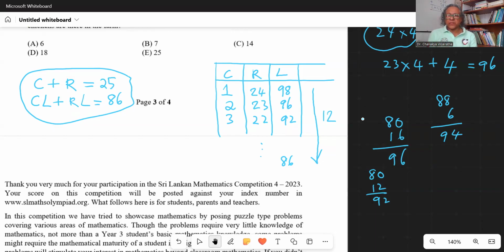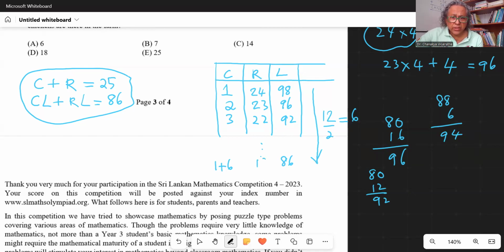So each drop is by 2, right? So how many chickens do we need to increase? 12 divided by 2 is 6. So we go from 1 chicken and increase it to 1 plus 6, 7 chickens. So 7 chickens, that means how many rabbits?